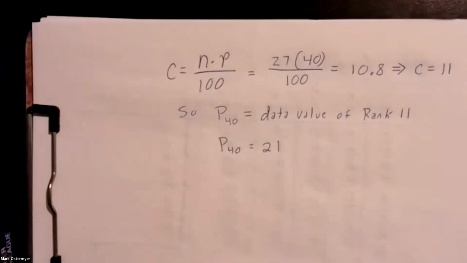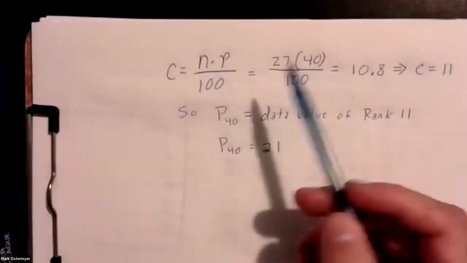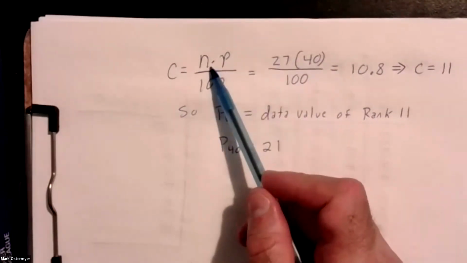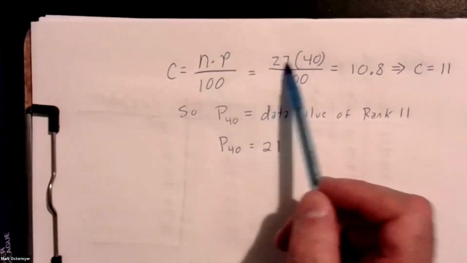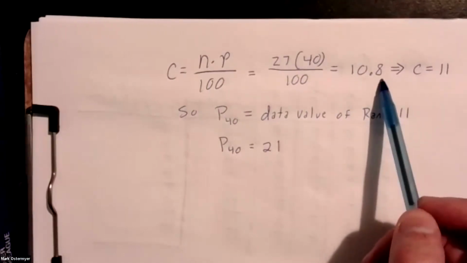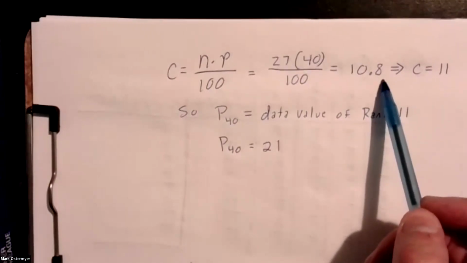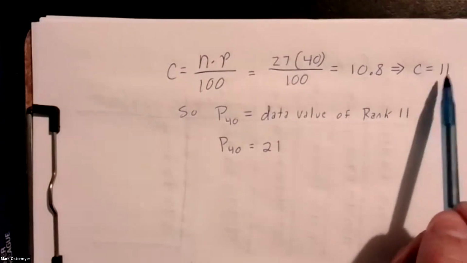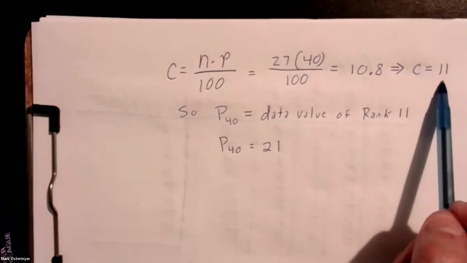So we're trying to find the 40th percentile. That goes in for P. There are 27 observations in the data set. 27 times 40 divided by 100 gives us a rank of 10.8. According to the PowerPoint slide, if C is a decimal, we round up to the next nearest whole number. So therefore, the 40th percentile has a rank of 11 in this data set.